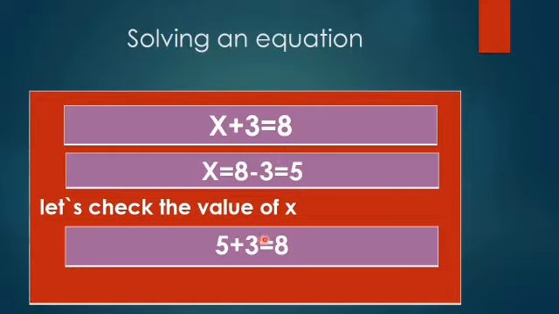It is a very simple topic. Dear students, plus 3 becomes minus 3 from left to right and we get the value 5. To check that this value is correct, we put the value into the equation. Then x becomes 5, and 5 plus 3 is 8. In the equation x plus 3 is equal to 8, both sides are equal.